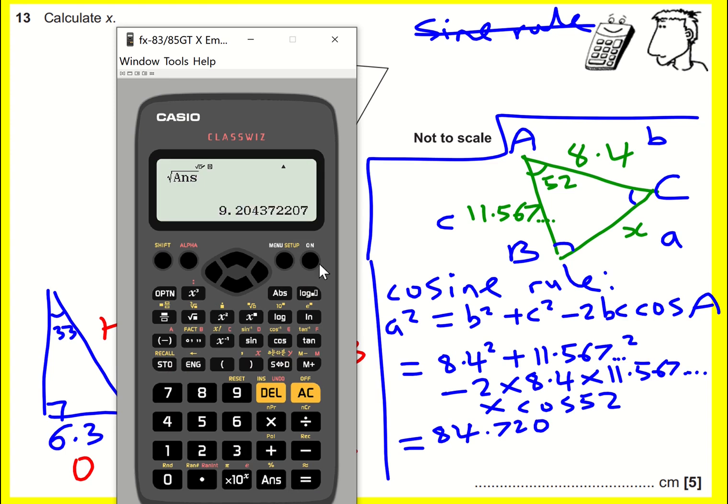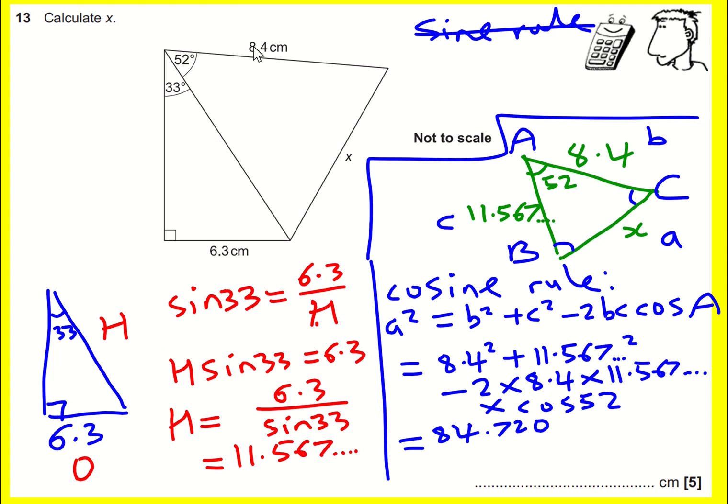which gives me 9.204. I'm actually running out of space. 9.204. So if I round it to three significant figures, it's 9.20 centimeters.